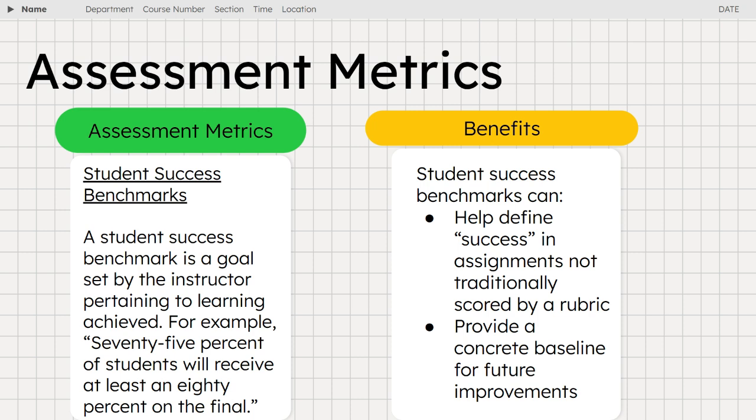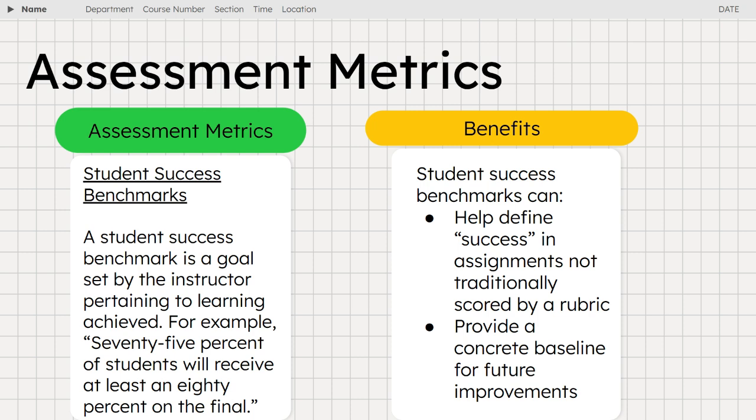So a student success benchmark is a goal set by the instructor pertaining to learning achieved. For example, quote, 75% of students will receive at least an 80% on the final, unquote. So if we are looking at students that are completing a large exam at the very end of their time in this course, we would want to make sure that if we are using this as the final, we want to demonstrate student success, we've got a quantifiable idea of what success looks like. In this case, 75% getting at least an 80. That sounds pretty reasonable. But by having that success benchmark, we can better ascertain who wasn't quite hitting the mark and who was.